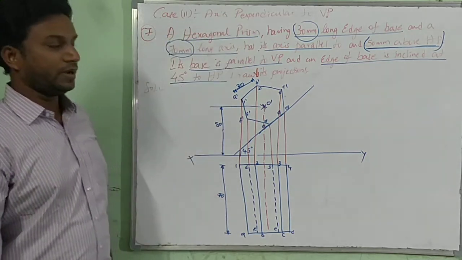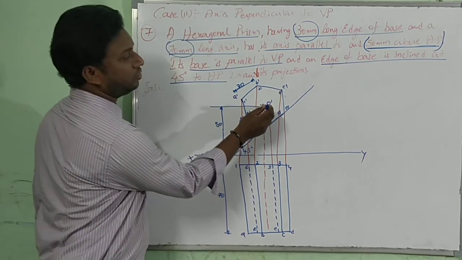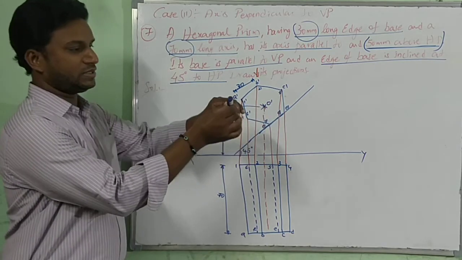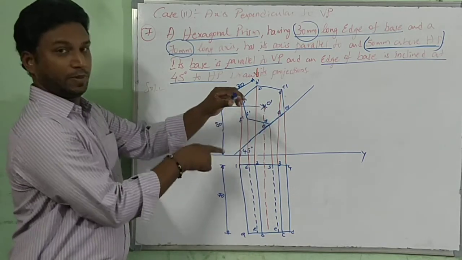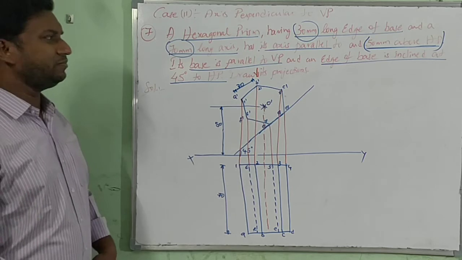Case 2, axis perpendicular to VP. For you, it is perpendicular to the vertical plane. Clear? Simple problem. Try to draw.